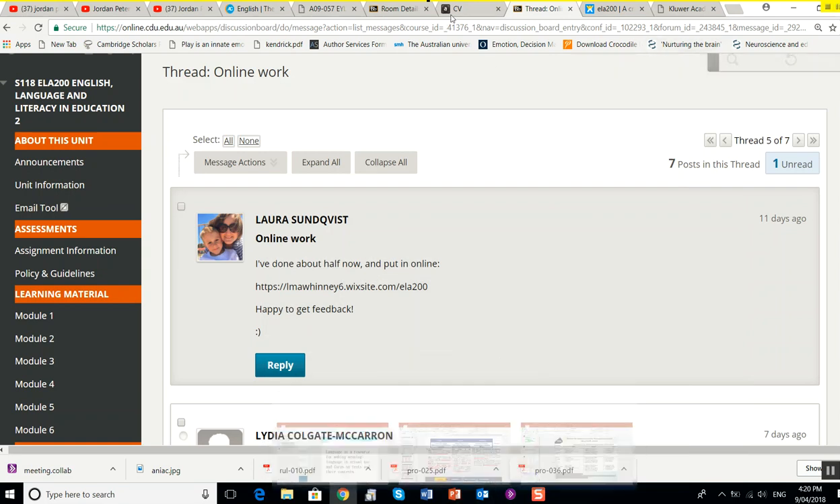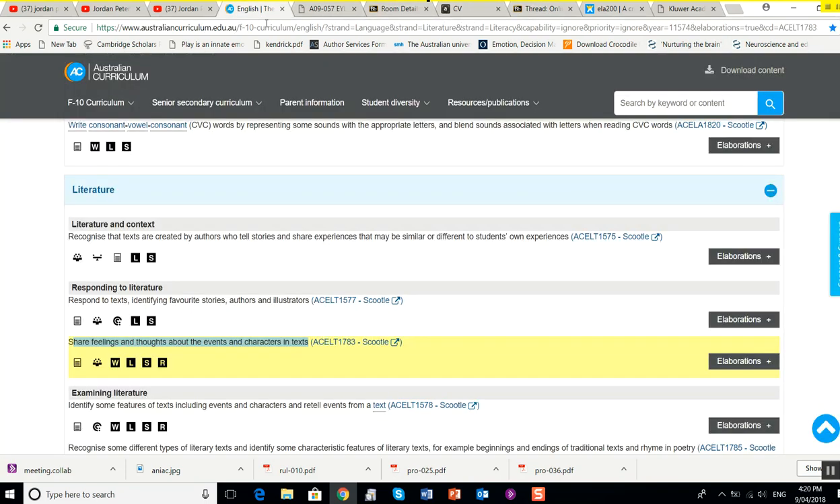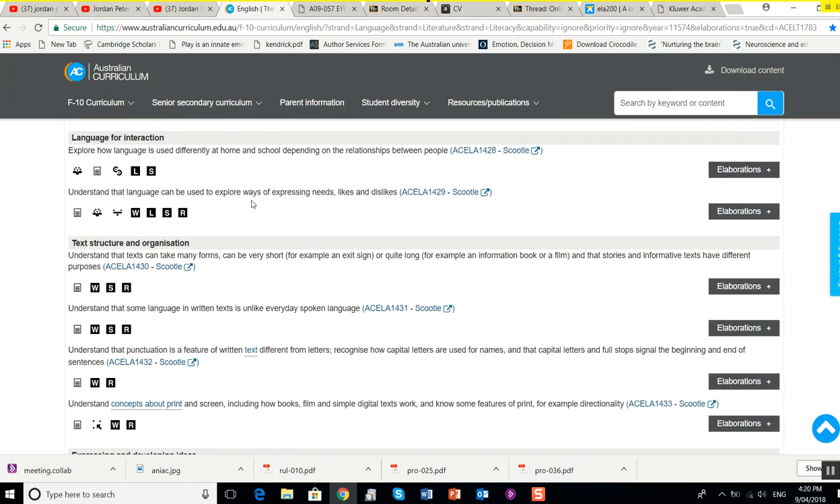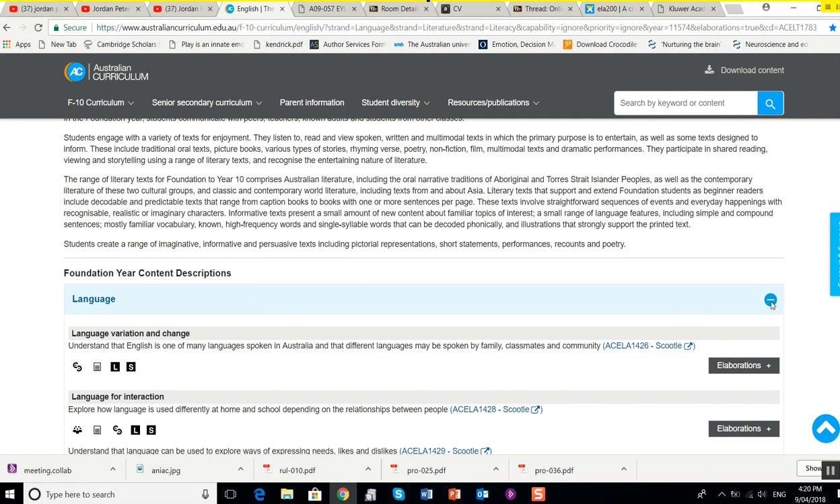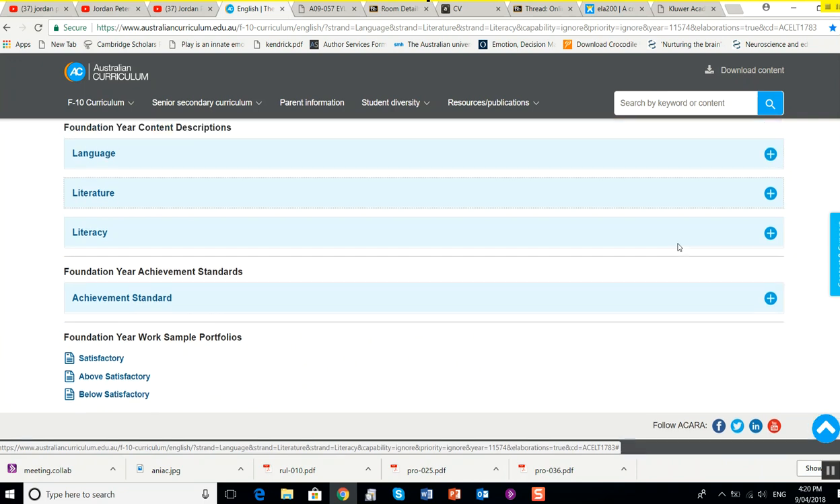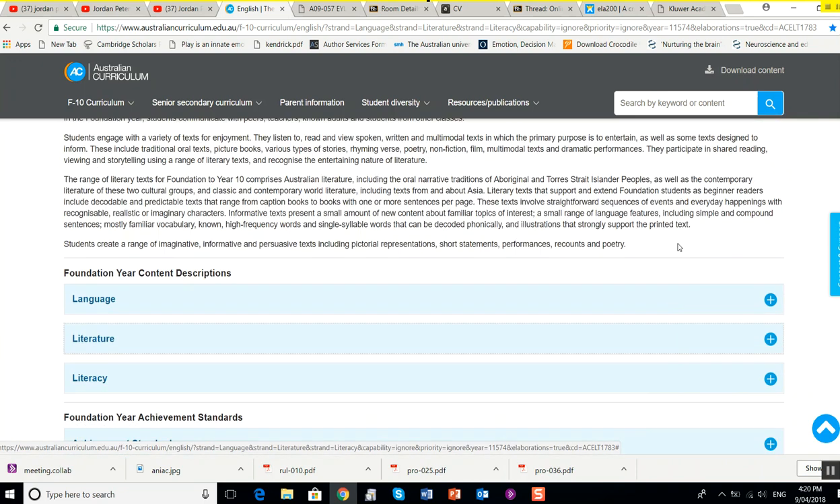So where was I going to look? So first of all, we need the curriculum. So where do I have the curriculum? I've got the curriculum open somewhere. So we've got this curriculum here with all these descriptors. So that's really lovely. So we have language, literature, I'll close it. And then we have literacy. It really doesn't matter what year you will work with because they're approximately the same. What changes is the sophistication, but the aspects are the same.